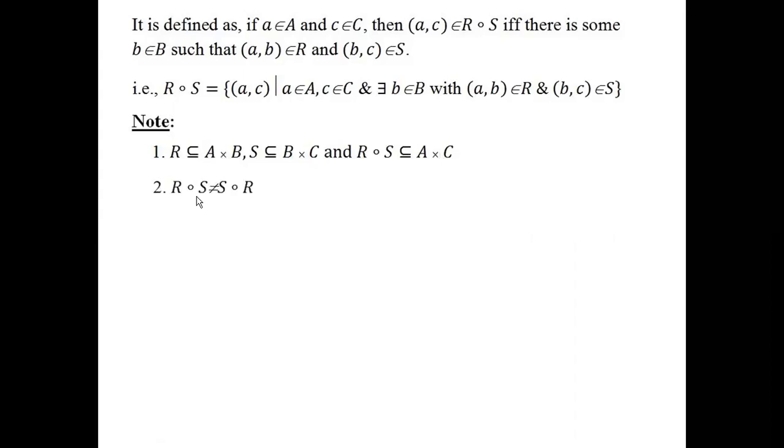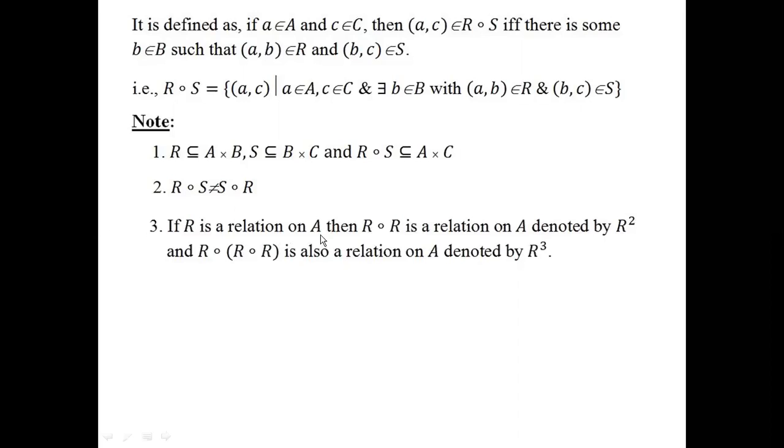Next, R composition S is never equal to S composition R. This we can relate to our product of matrices: A into B is never equal to B into A. In that manner we can understand this also, because here also we will be doing the product, which is nothing but the composition of two relations.